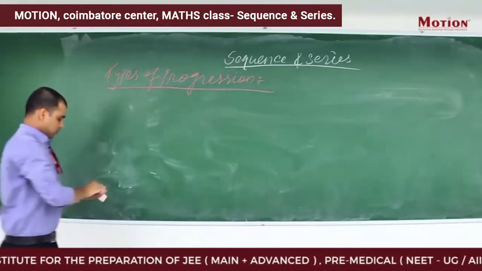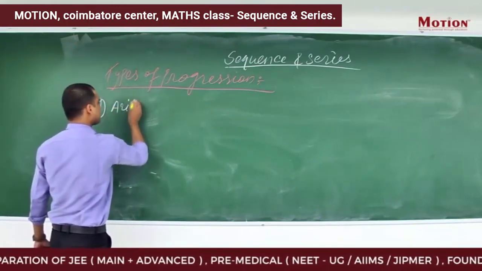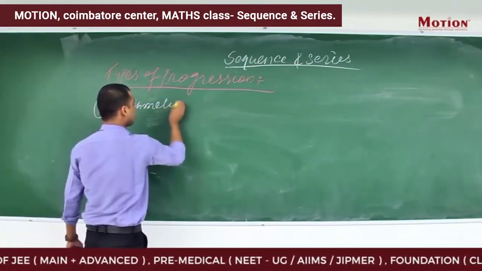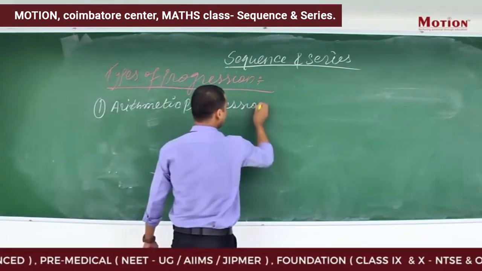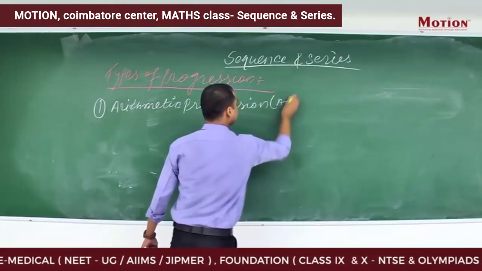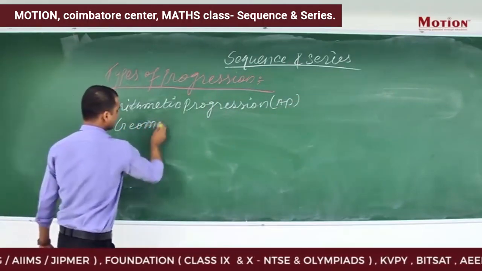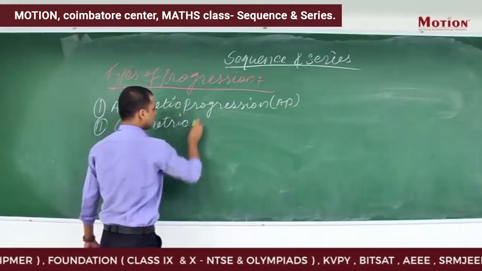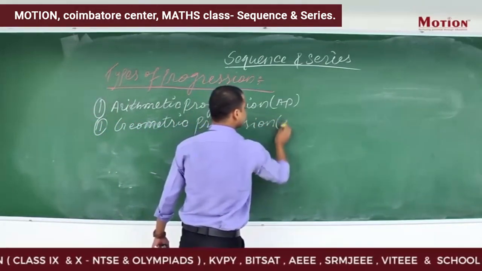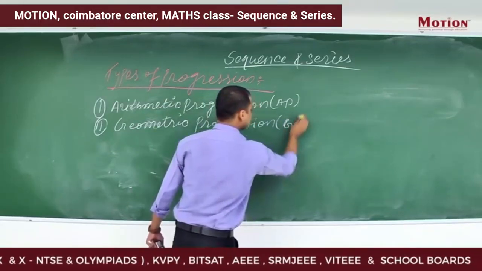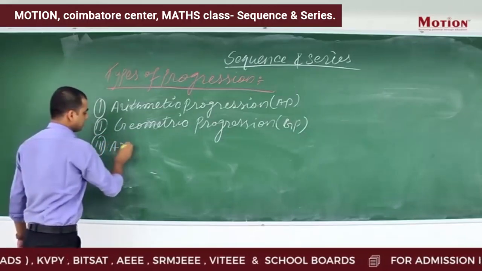Types of progression. First type, arithmetic progression, AP. Second, geometric progression, in short GP. Third one, arithmetic-geometric progression.